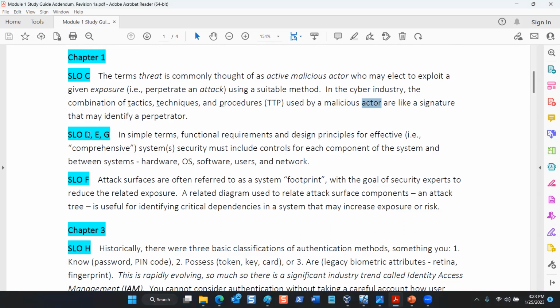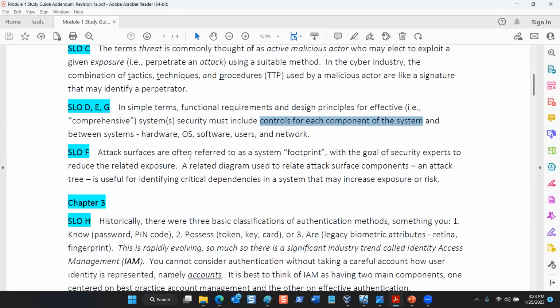So from student learning objectives D, E, and G, one of the things that we wanted to make sure people understood is that you have these system components, and if you don't have controls for each component of the system, you have gaps. So one of the important ideas behind system security best practices is that you take this comprehensive approach. If you look in the module 1 references folder, there's a picture of system components and gaps in between those components.